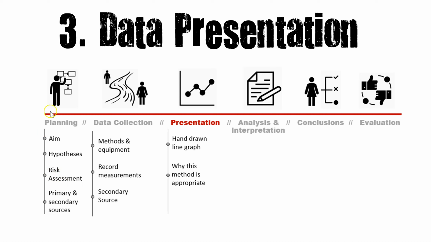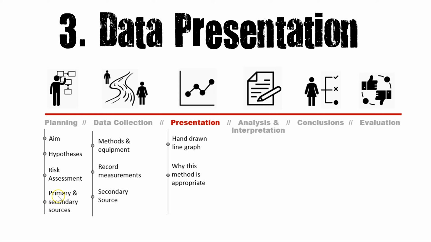We've already covered the planning, how we devise our aim, our hypotheses, which are, do you remember what hypothesis means? It's a statement of what the theory suggests should happen, that we will then test. Well, I hope that you were able to get some of those. The risk assessments, and how you might deal with those. And then your primary and secondary sources.